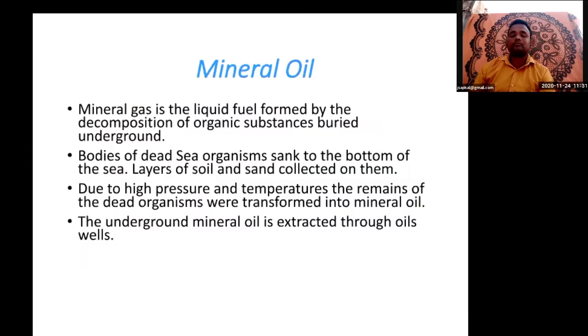Next slide. Now, the next point is mineral oils. What are mineral oils? Mineral oil is a liquid fuel formed from the decomposition of organic substances buried underground. The same thing we talked about with coal applies to mineral oils. Because of natural phenomena, organic substances buried underground are transformed into mineral oils.